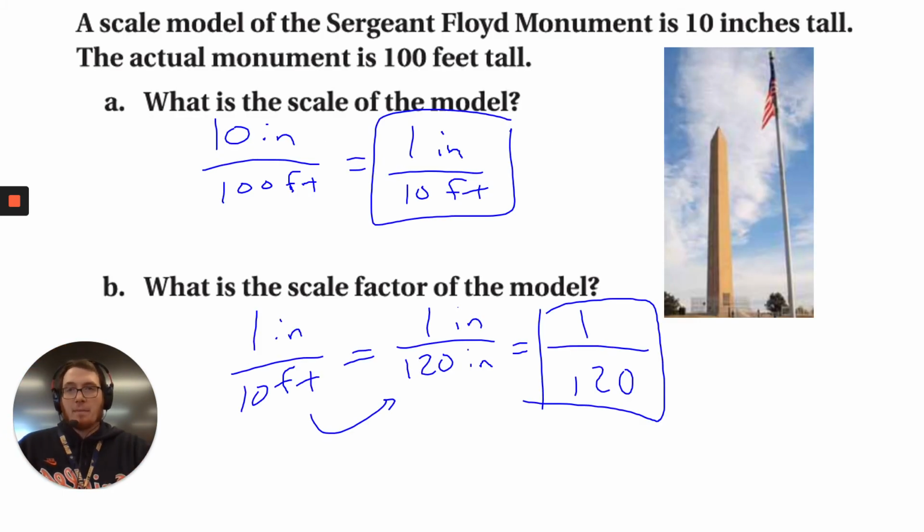So here's an example. Here's a monument from Sergeant Floyd, who was in the Lewis and Clark expedition. This is in Iowa, and the monument is 10 inches tall in the model of the city, and the actual monument is 100 feet. So 10 inches to 100 feet would be the scale. Always simplify. Okay, simplifying that would be 1 inch to 10 feet would be the final scale of that object.